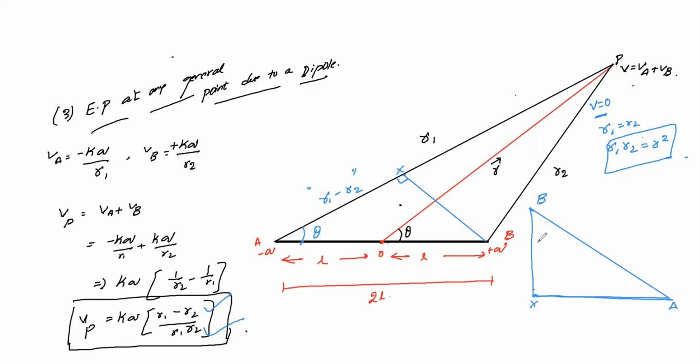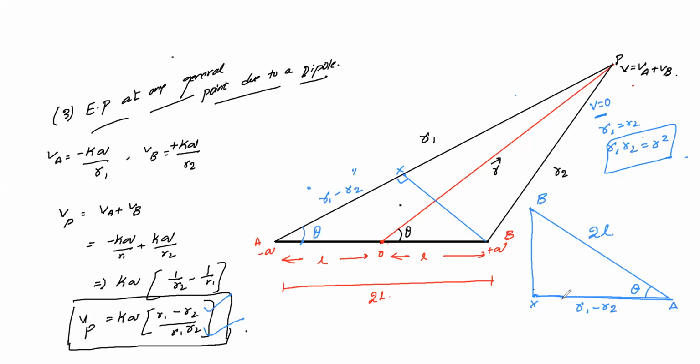So by changing its position, that's it. So where is angle theta? This is your angle theta. This is the perpendicular, this is the base. So x to A point, we know that is nothing but your R1 minus R2. And AB, we already know that is nothing but your dipole, that length is nothing but your 2L.